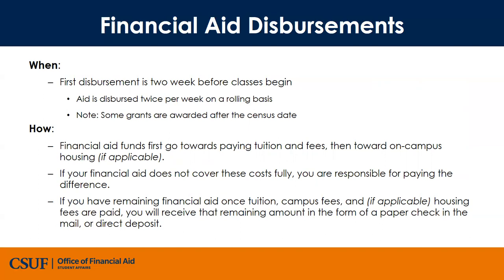If your financial aid does not cover these costs fully, you are responsible for paying the difference. If you have any remaining financial aid, once tuition, campus fees, and if applicable, housing fees are paid, you will receive that remaining amount in the form of a paper check in the mail or a direct deposit if a student has signed up for a direct deposit on their online student portal.